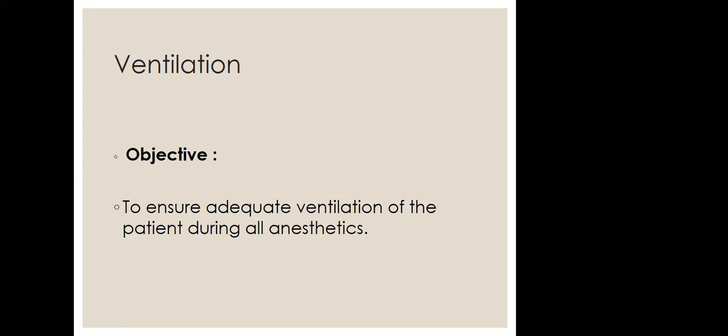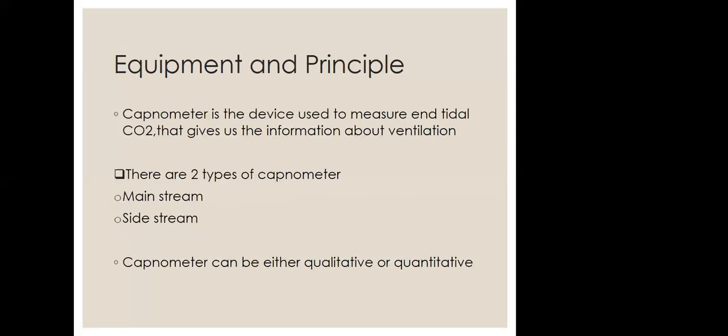Patients who are spontaneously breathing should be observed for signs of airway obstruction, including tracheal tug, paradoxical chest movement, if the patient is snoring, or if there is an upper airway sound. And the equipment that is required for the monitoring of the ventilation is the capnometer. It's a device basically used to measure end-tidal CO2. It gives us the information about the ventilation. There are two types of capnometer: mainstream capnometer and side stream capnometer.